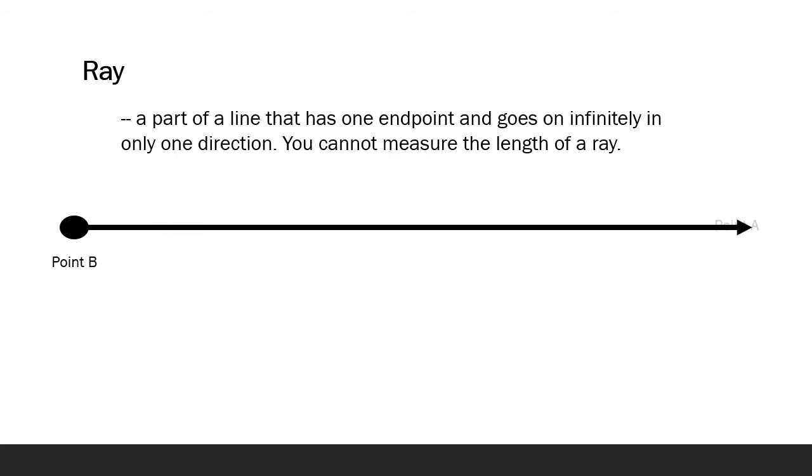So we have point B and point A. Point A is symbolized with an arrow, and point B is signified as a dot. It is written with letters with an arrow pointing in one direction. And we read that as ray BA.